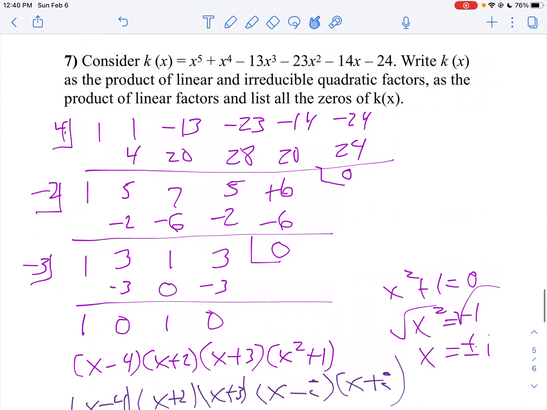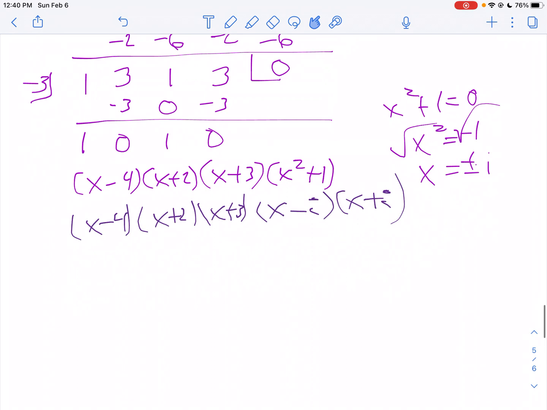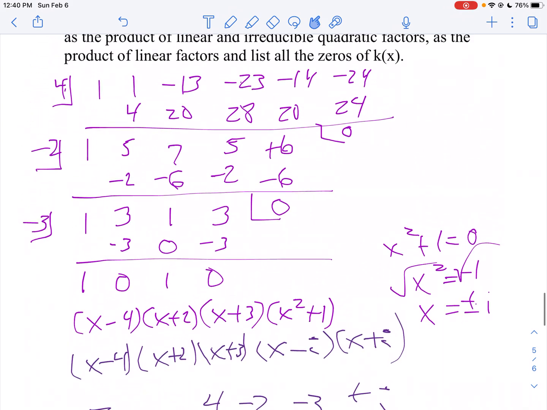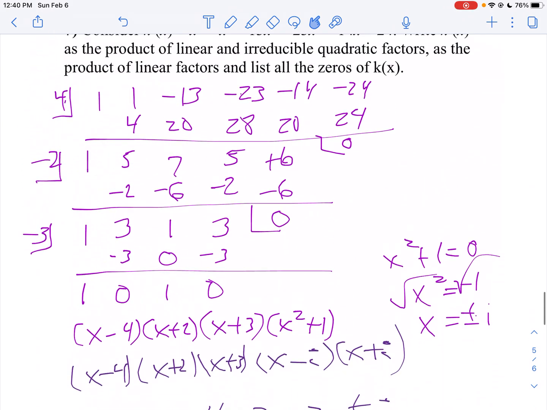And then list all the zeros. So my zeros are going to be 4, -2, -3, and plus or minus i. So make sure you answer the question that's being asked on that. And there we have it.